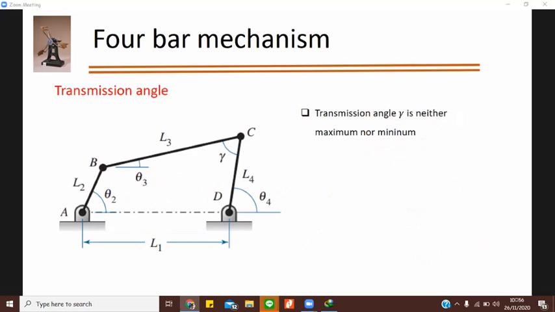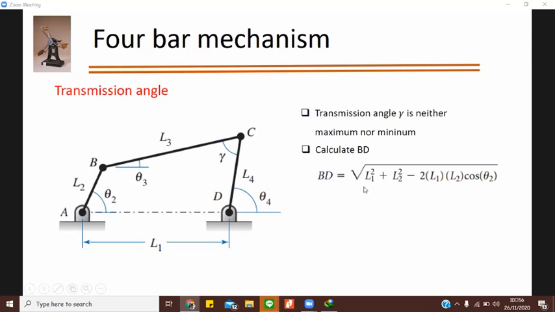Okay, so the transmission angle that you're seeing, this gamma, is actually neither maximum nor minimum. So it's always changing. So what we'll do, we will calculate this BD. Actually, this thing BD is defining your gamma. So we will calculate BD.